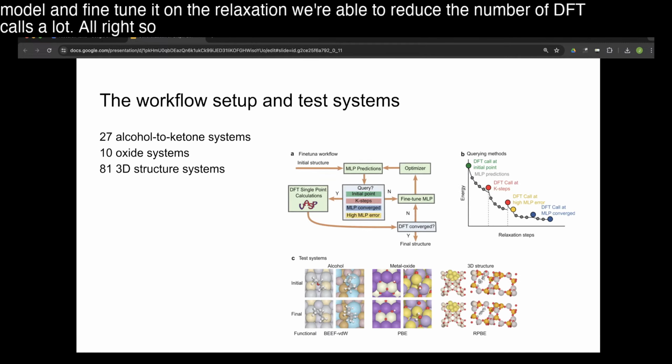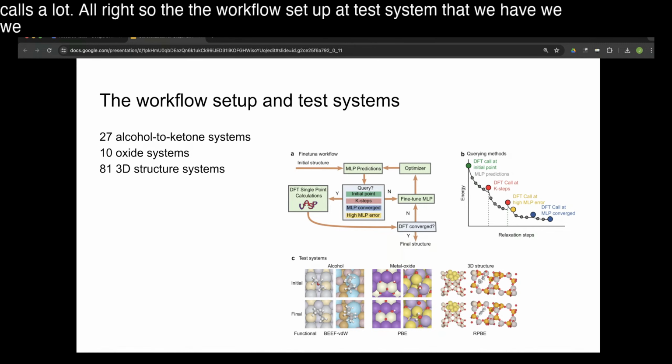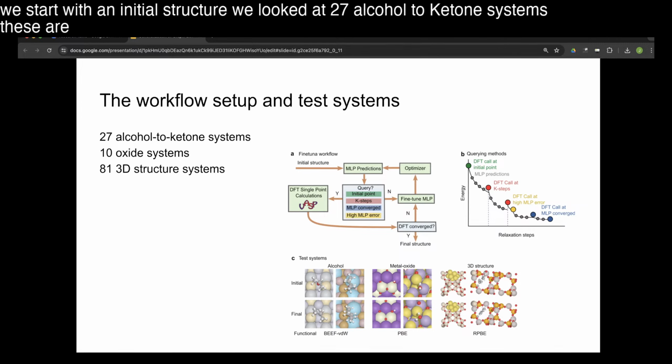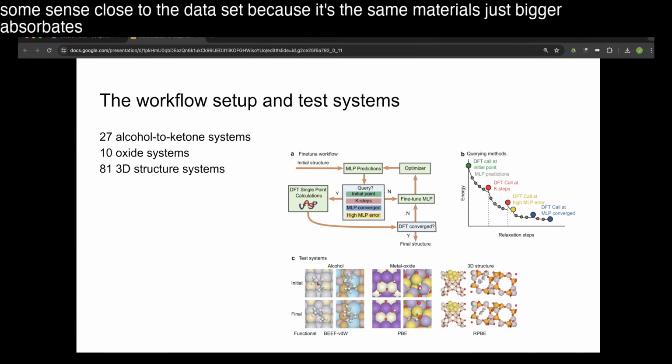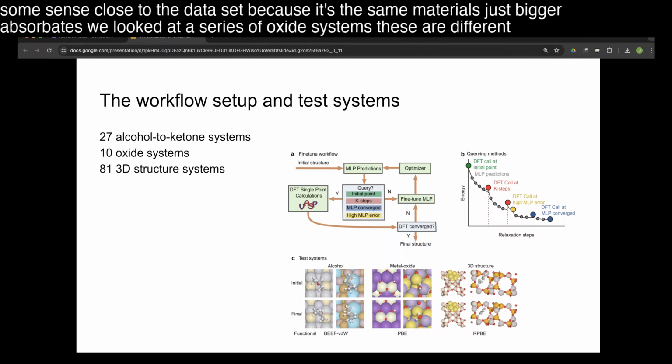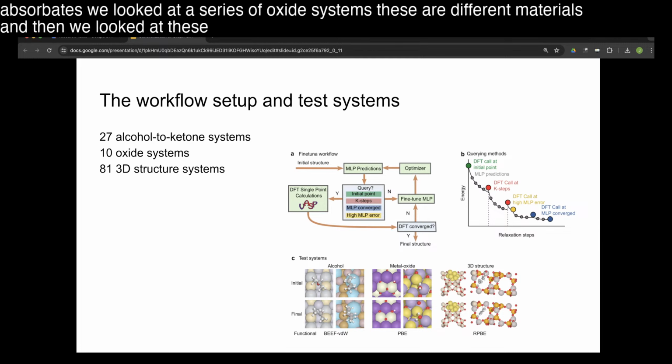All right, so the workflow setup and test systems that we have: we start with an initial structure. We looked at 27 alcohol to ketone systems. These are in some sense close to the data set because it's the same materials, just bigger adsorbates. We looked at a series of oxide systems. These are different materials. And then we looked at these 81 different 3D structures, the zeolites.